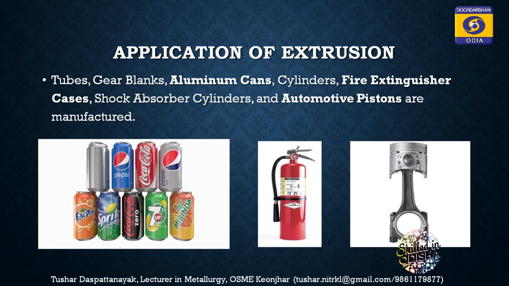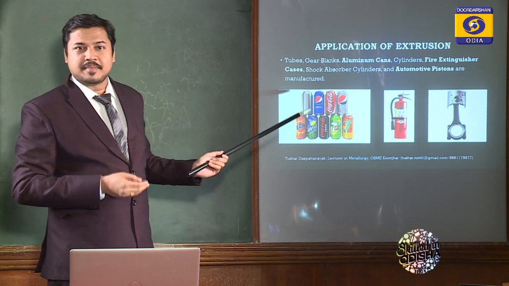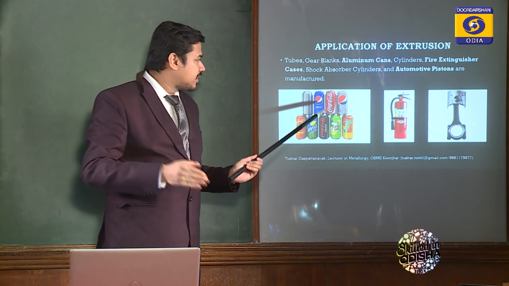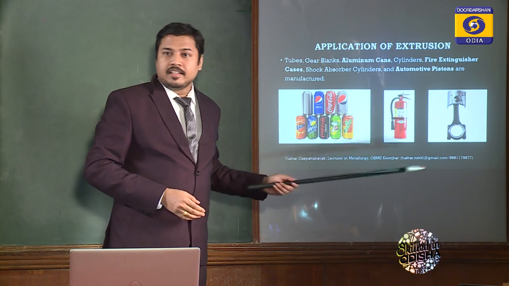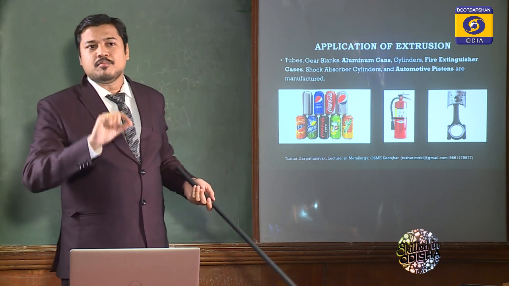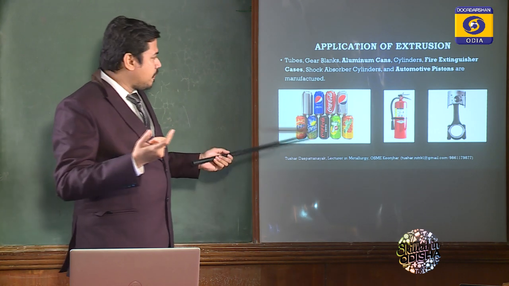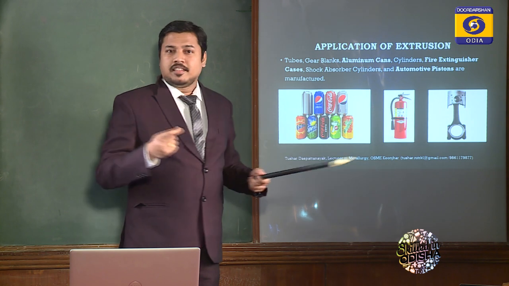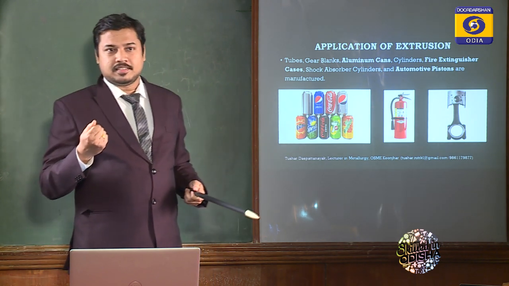picked up two or three items. This is a cold drinks can, everybody uses it. This is a fire extinguisher. These are the automatic pistons that are used in every motorbike. So these are made by the extrusion process. So extrusion has an important role in day-to-day life.